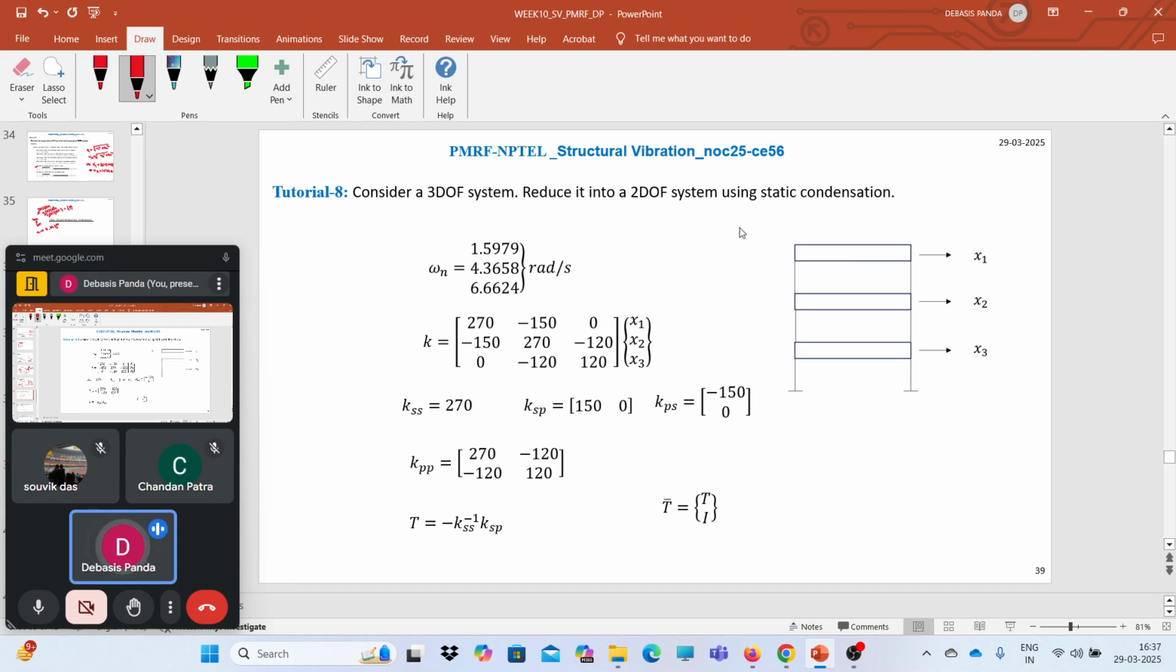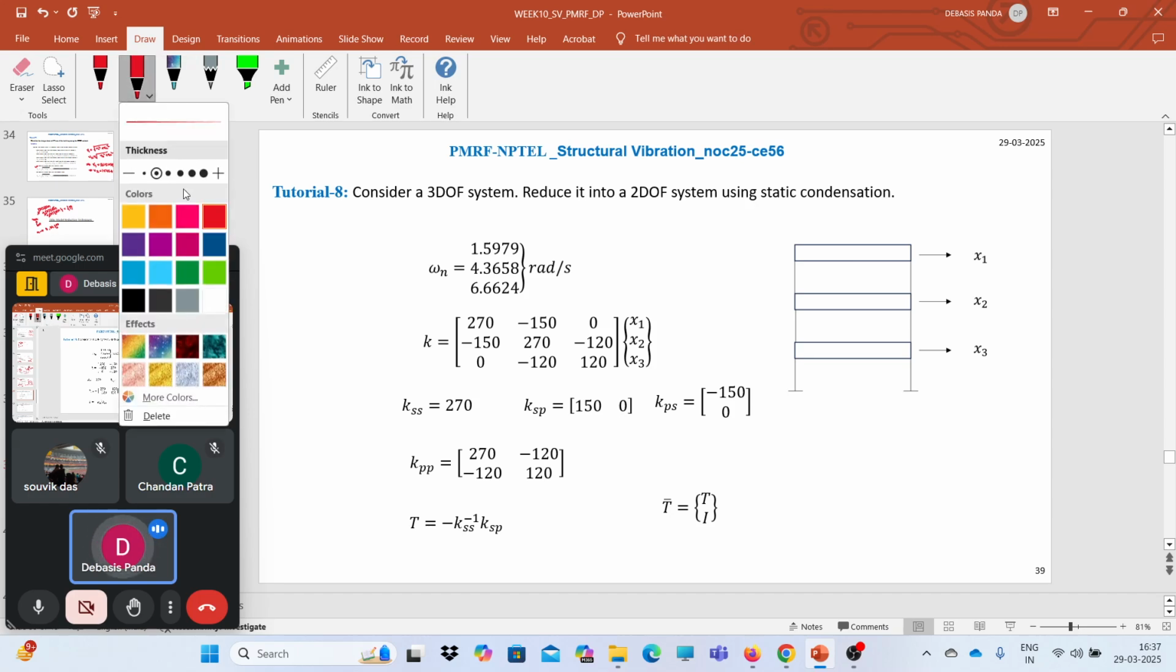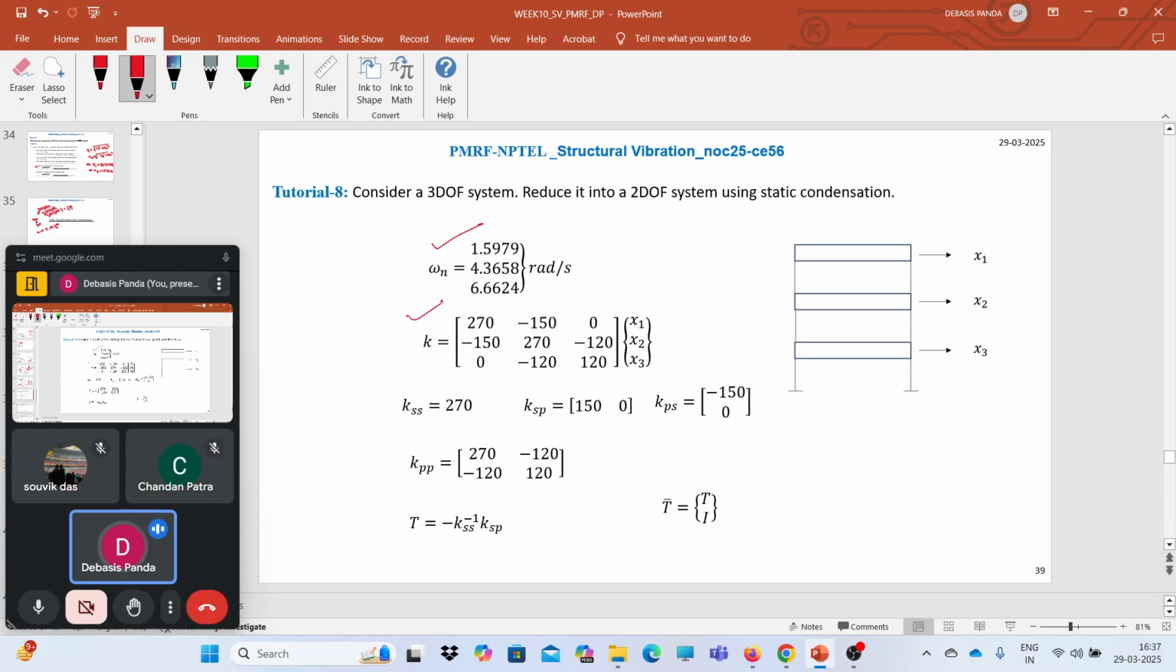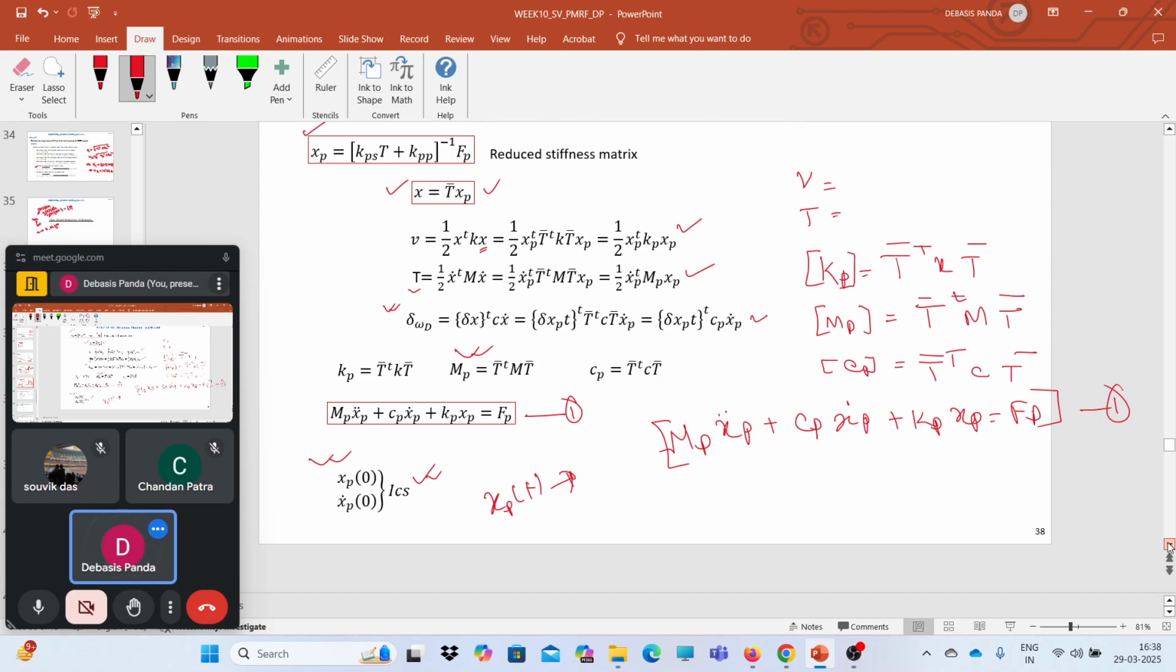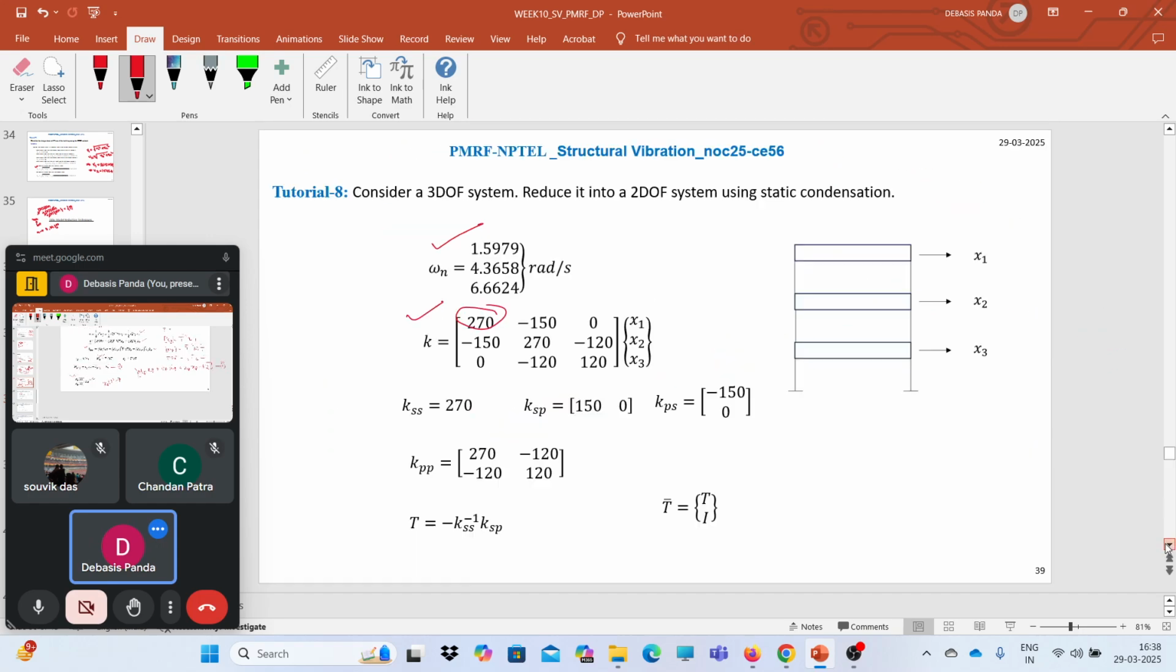So this was the example we already took in the previous class, where we calculated the natural frequencies and the K matrix. Once we have the natural frequency and the K matrix ready, we can calculate the KSS, KSP, all these things. So this is your KSS, KSP. Now look for the KSP part. It will be these two parts. Now KPS will be minus 150, minus 150 and 0, this part. Now KPP we can also form.